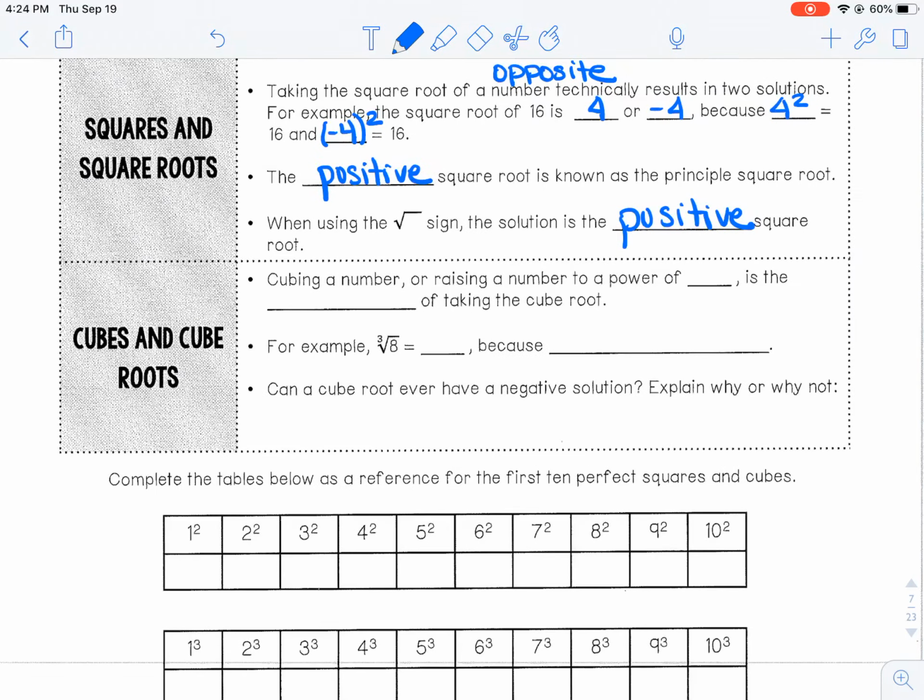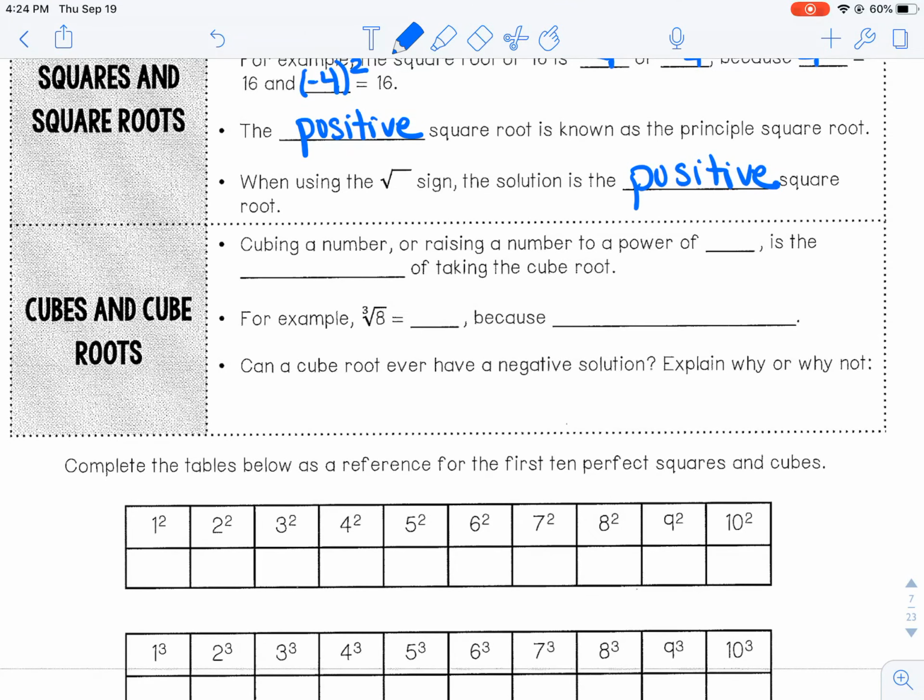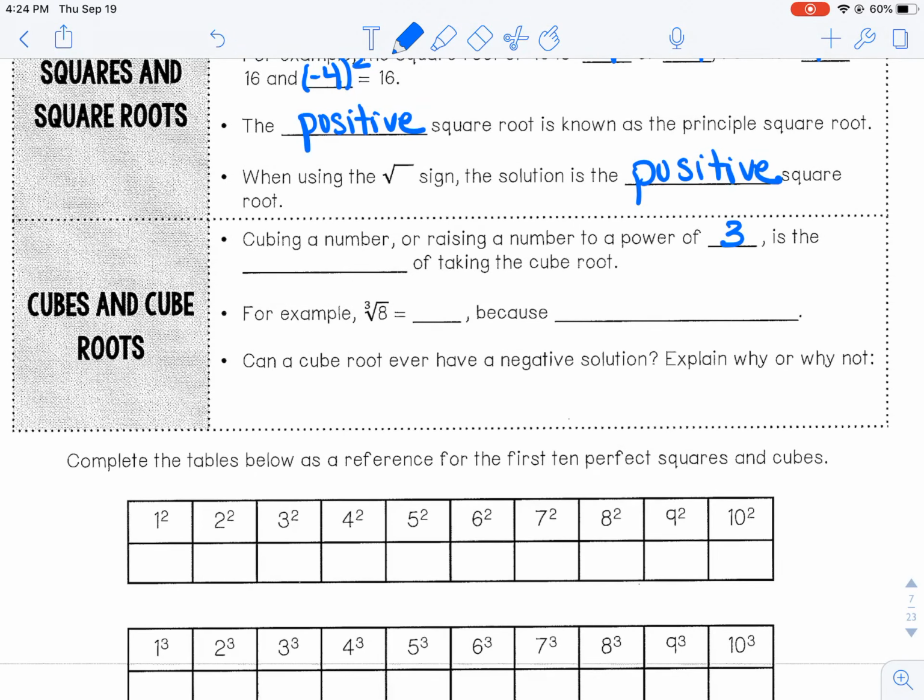Cubing a number, this is our new rule or new notes. We haven't had this one before. Cubing a number means raising something to the power of 3. It is the inverse of taking the cube root. So if I have the cube root of 8, that answer is 2, because 2 times 2 times 2 is 8. Think about it. If I look up here, 2 times 2 is 4, and 4 times 2 gives me 8.